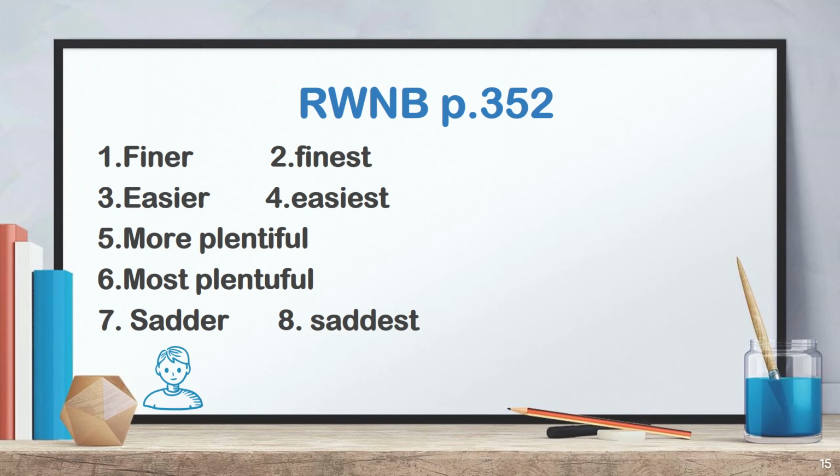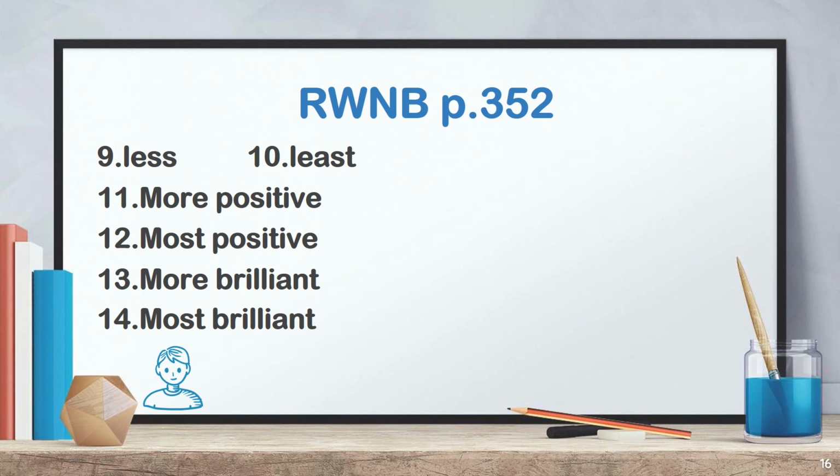So we change fine into finer in the comparative, and finest in the superlative. Easier in comparative, easiest in superlative. Plentiful, you say more plentiful in the comparative, most plentiful in the superlative. Sadder in the comparative and saddest in the superlative. Less in comparative and least in superlative. Number 11 and 12, we have positive. Positive, you change it in the comparative to more positive, and in the superlative, you say most positive. And number 13, brilliant, you change it into more brilliant in the comparative and most brilliant in the superlative. Okay, here are all the answers from number 1 to number 14.